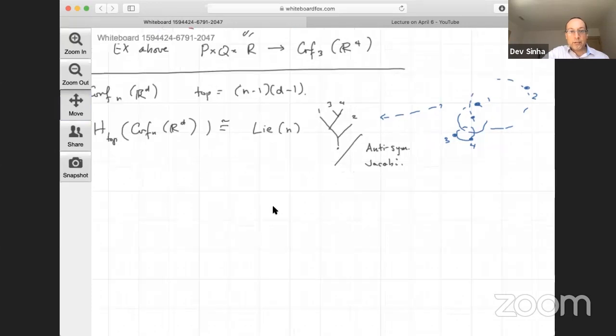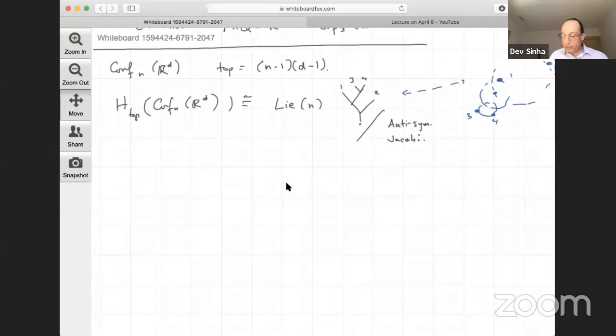Then what's less familiar is that the top cohomology has a lovely presentation, which is not just a formal linear dual.